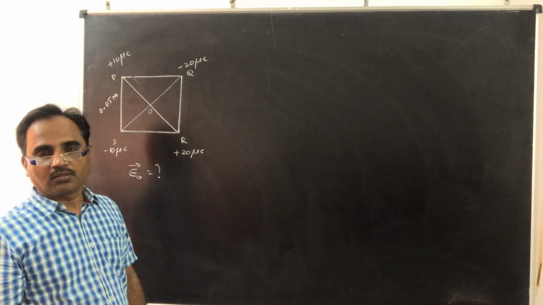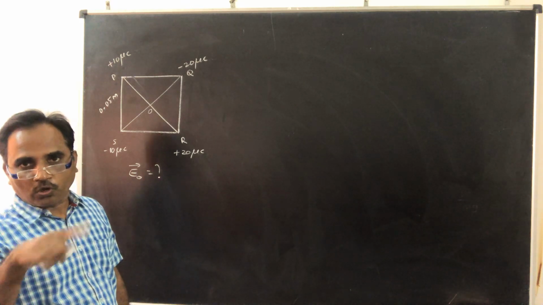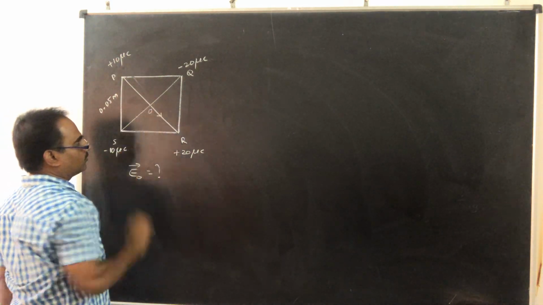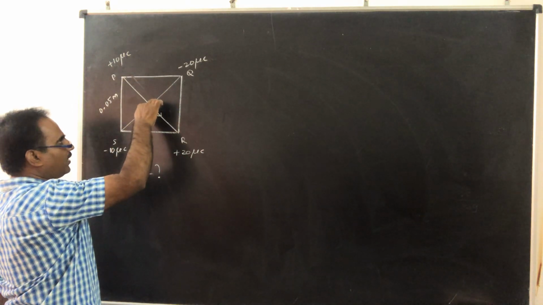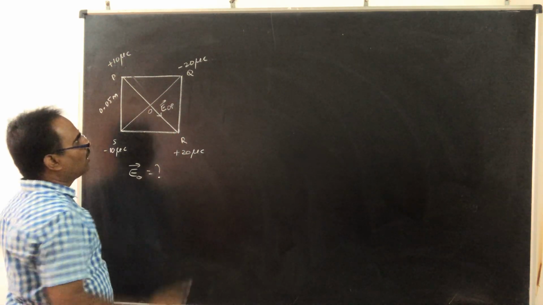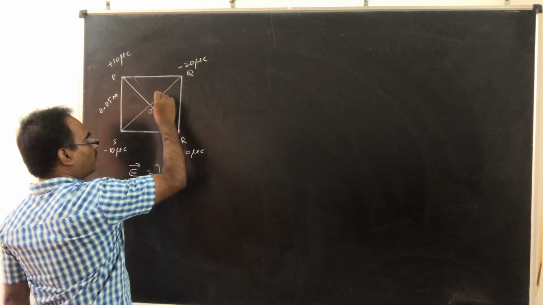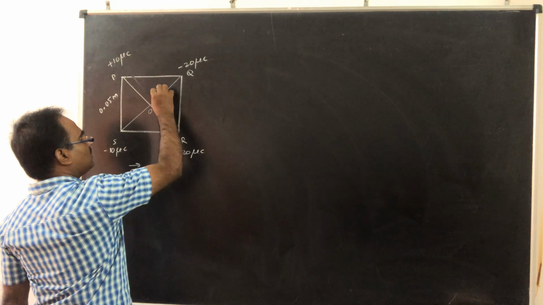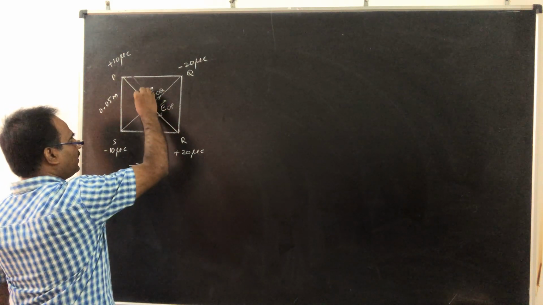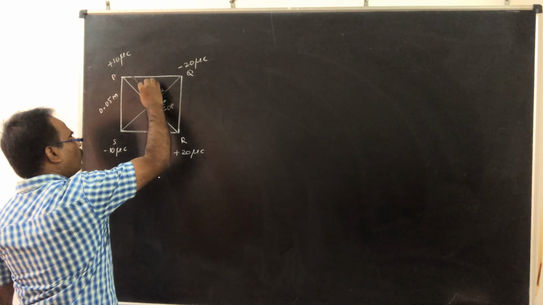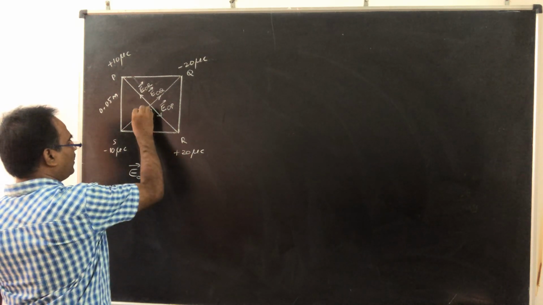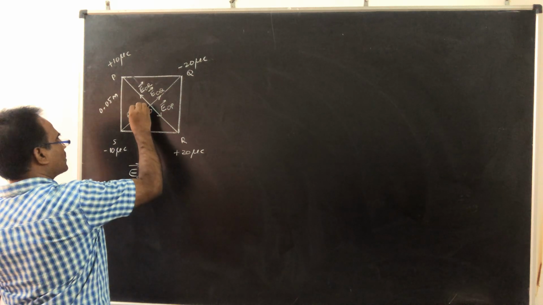First you represent the direction of electric field at O due to each charge. Due to this positive charge at this point, electric field is in this direction. This being a positive charge, electric field at a point is away from the charge. So this is EOP. Next, due to this negative charge, electric field at this point is towards the charge. So this is EOQ. Next, due to this positive charge, electric field is away from the charge. This is EOR. Due to this negative charge, electric field is towards the charge. So EOS.